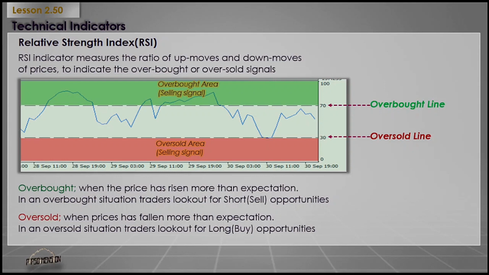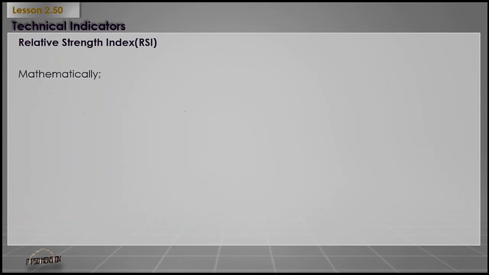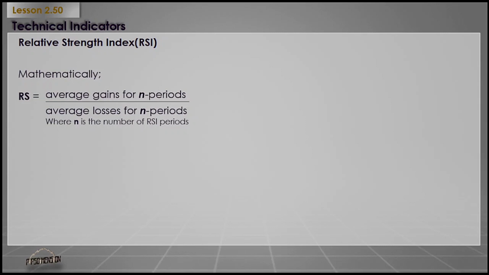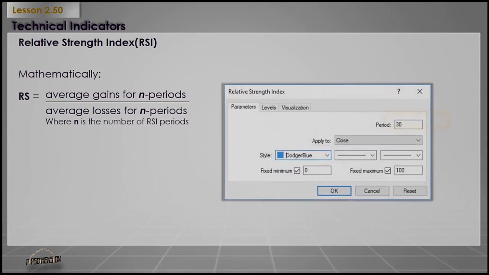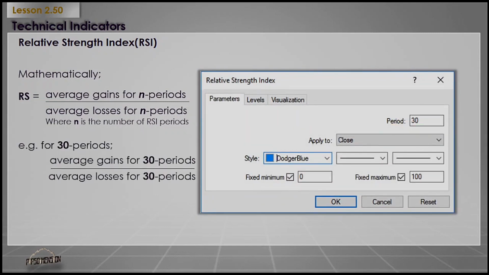The mathematical formula of RSI has two parts. First, the relative strength, or the RS, is calculated by dividing the average gains for n periods by the average loss for n periods, where n is the number of RSI periods, and it can be adjusted by the trader. For example, if you set the number of RSI periods to 30 days, then the relative strength value will be the average gain for the past 30 days divided by the average loss for the past 30 days.